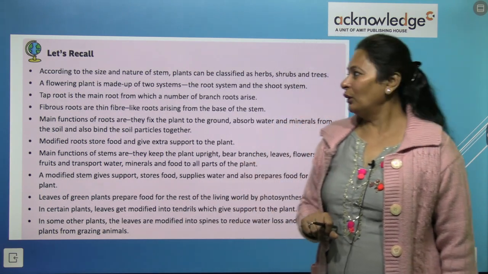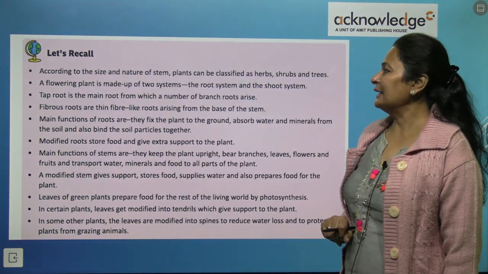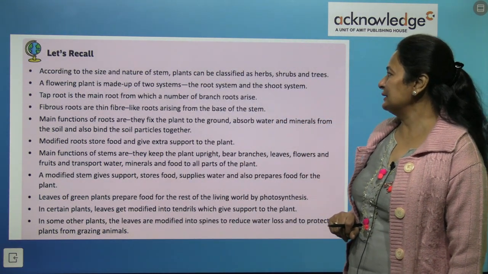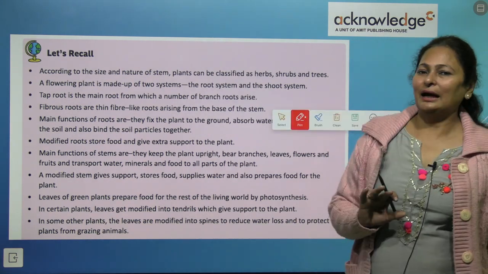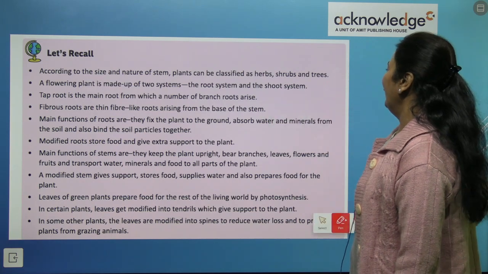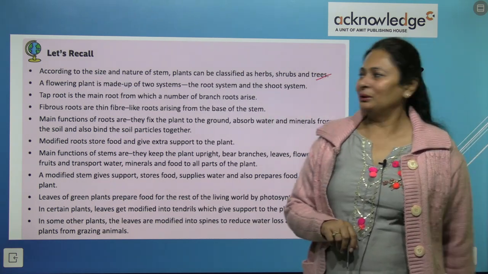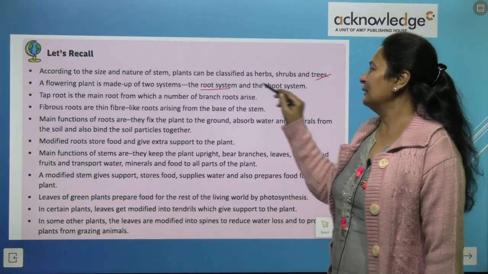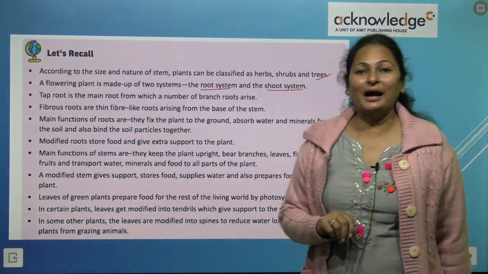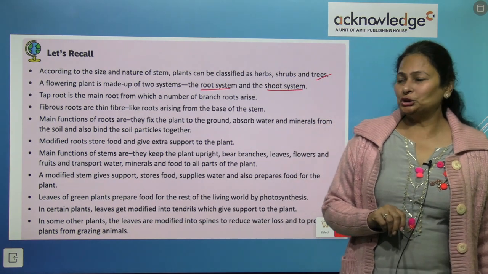Now let's recall, according to the size and the nature of stem, plants can be classified as herbs, shrubs and trees, right? Climbers and creepers also. A flowering plant is made up of two systems. First is root system and another is shoot system.